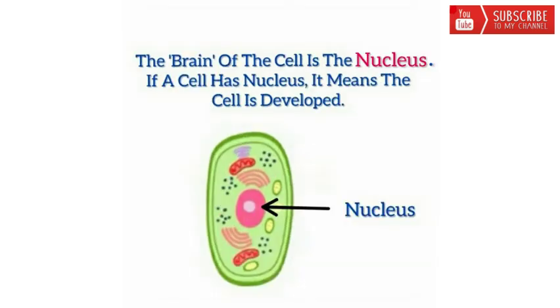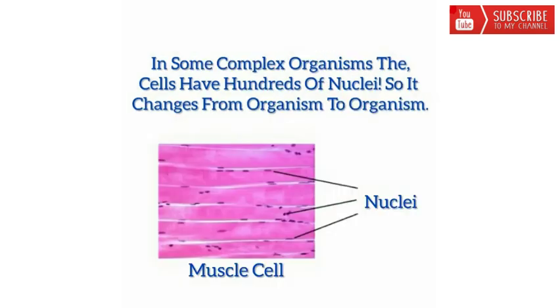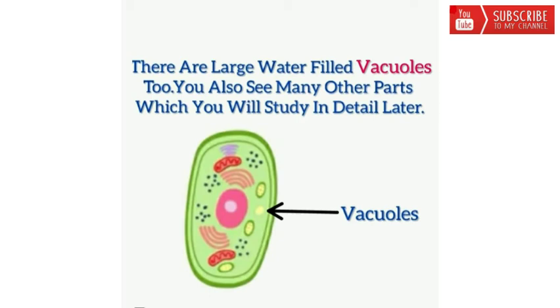The brain of the cell is the nucleus. If a cell has a nucleus, it means the cell is developed. In some very simple organisms, the cells have no nucleus in them. Such organisms are called prokaryotes. In some complex organisms, the cells have hundreds of nuclei, so it changes from organism to organism. There are large water-filled vacuoles too. You also see many other parts which we will study in detail later.